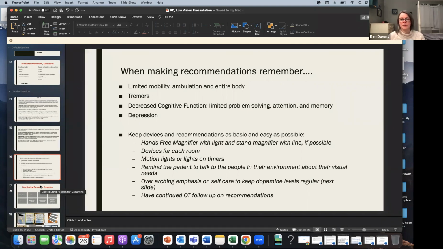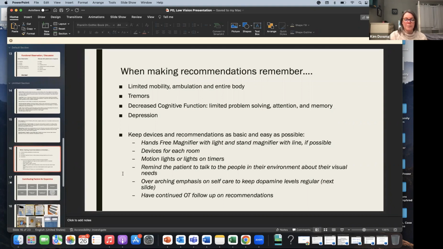Decreased cognitive function, so limited problem solving, attention, and memory, which goes with the loss of dopamine. These people are very capable of learning, but the repetition needs to be higher, more reinforcement. And then also the comorbidity of depression, which may affect their desire to follow through on the adaptations.